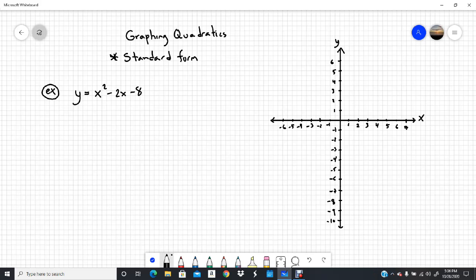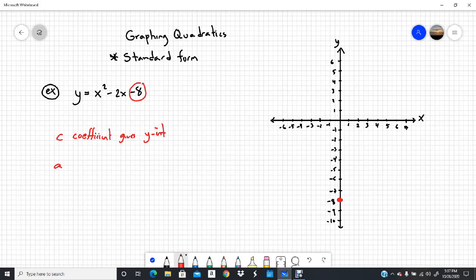Well, we need a couple of dots, a couple of coordinates in order to graph a quadratic. And how do we obtain those? Before we even get started, there are some points that we could use from the equation itself when it's in standard form. The c term, which is in this particular case negative 8, gives us the y-intercept. So this quadratic is going to pass at negative 8 on the y-axis.